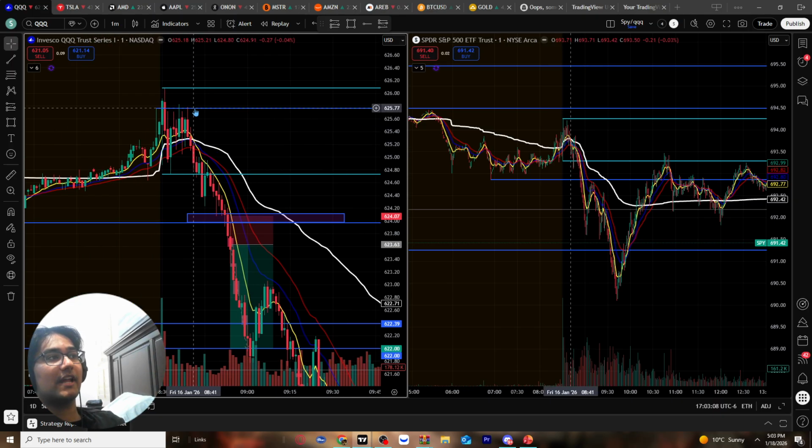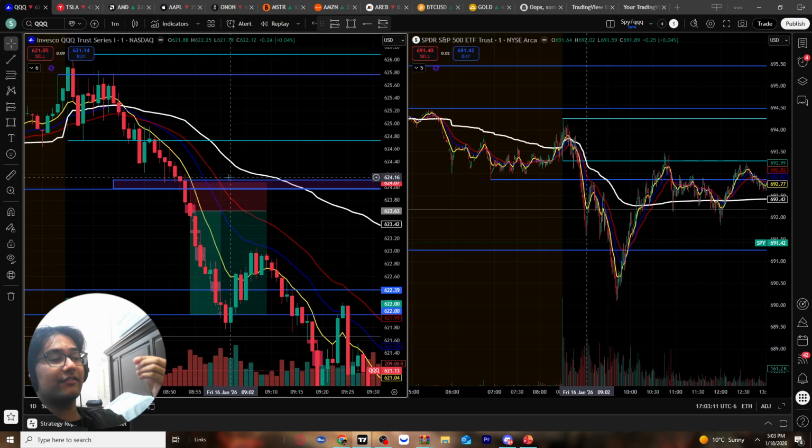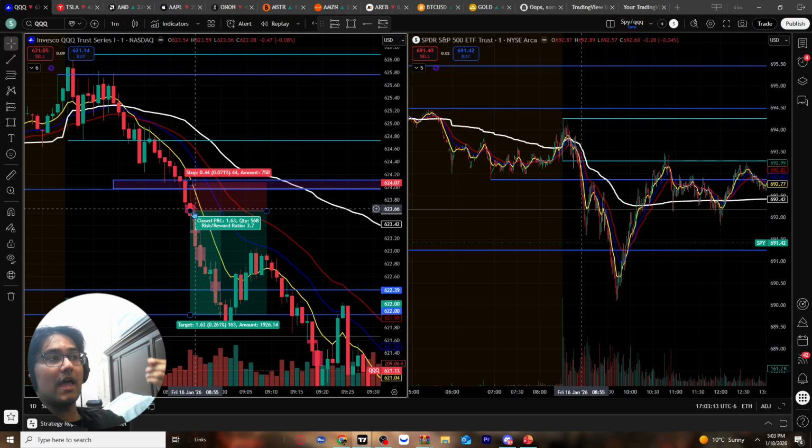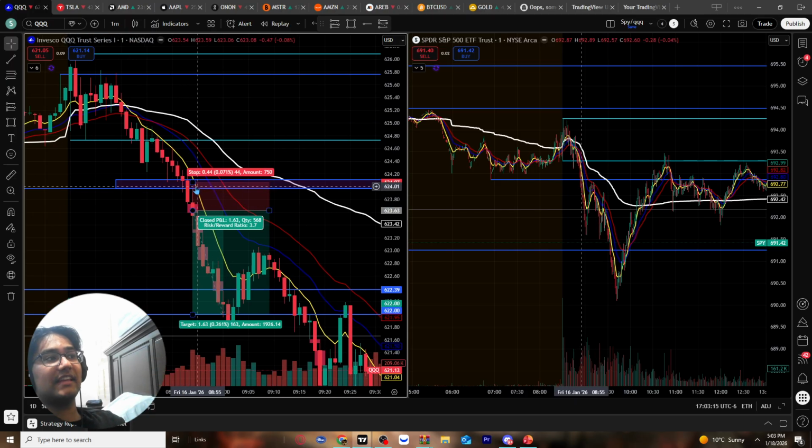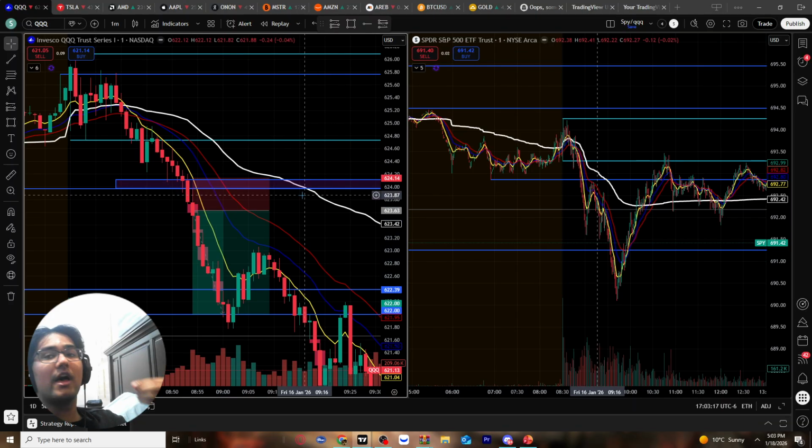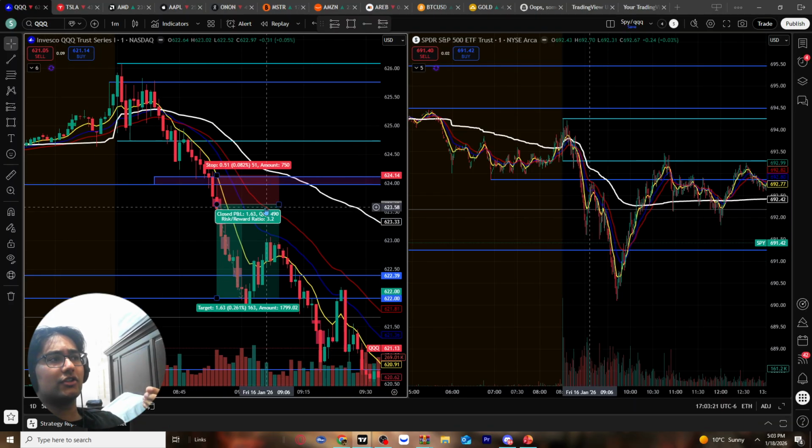We rejected our pre-market high multiple times, so I know that if we can show an instant rejection of this pre-market low level, I can take puts safely, having my stop loss above this 624 plus pre-market low level. Then my risk reward can be very, very good. My risk reward here is 1 to 3.2.